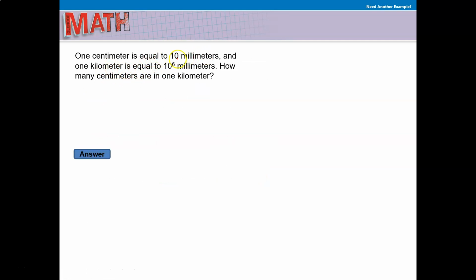1 centimeter is 10 millimeters, and 1 kilometer is equal to 10 to the 6 millimeters. How many centimeters are in 1 kilometer? Did you take 10 to the 6 divided by 10? You should have got 10 to the 5 centimeters.